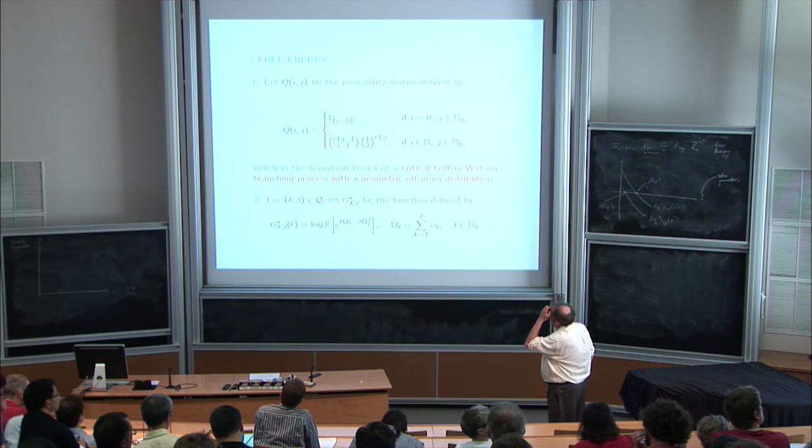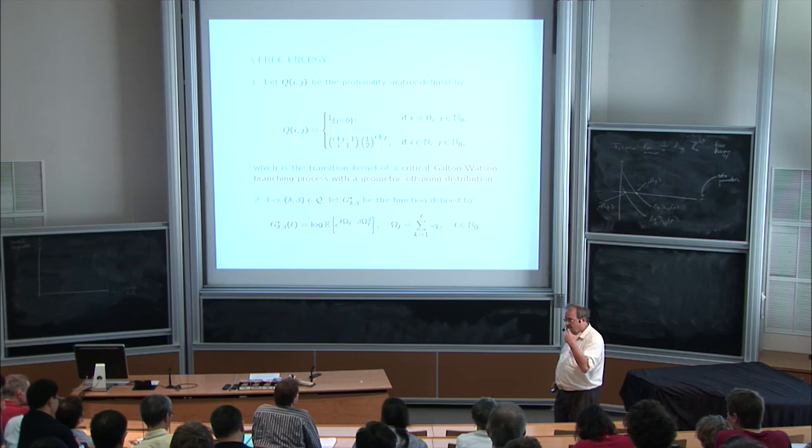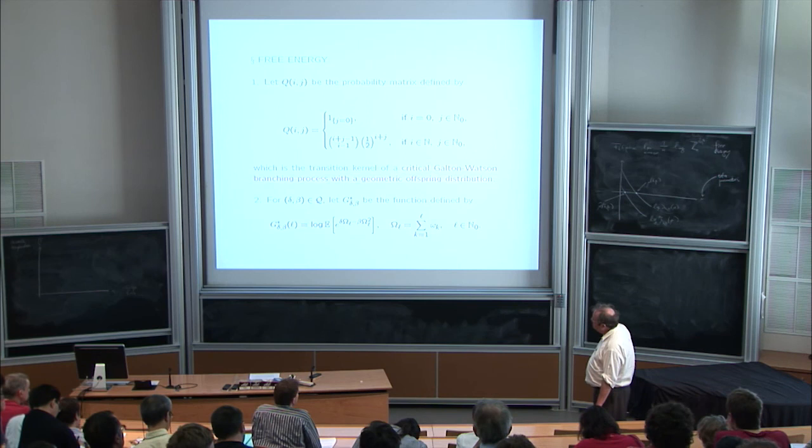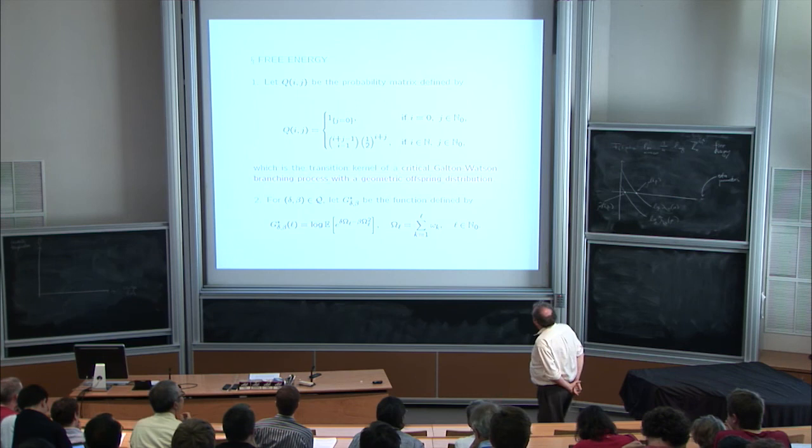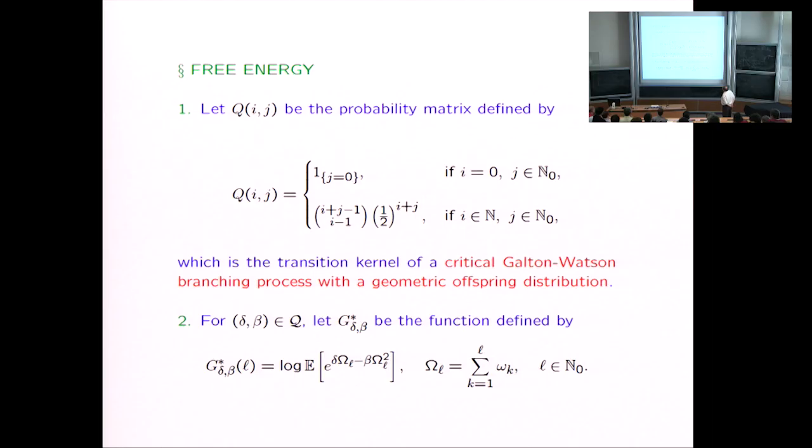Okay, so on my way to this first theorem, which will give a spectral representation of our free energy, I need another bunch of ingredients. Again, there will be five objects that I need to introduce. So please bear with me. To begin with, there is a particular probability matrix living on N0 cross N0. For me, N0 is the integers including 0, and without the 0, it is the integers without the 0. I'm probably sinning against French traditions here, but that's how I do it.